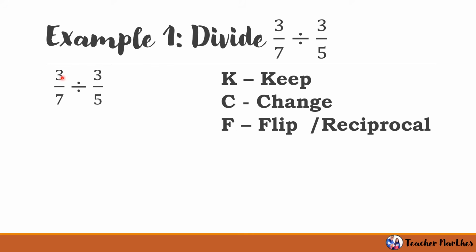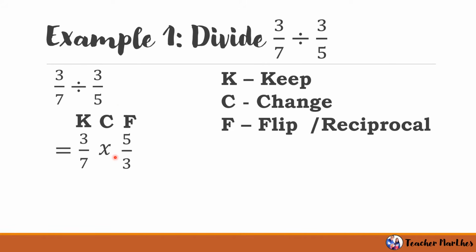So we have 3/7 divided by 3/5. So unang gagawin, keep the dividend. So we have 3/7. Then next is to change division to multiplication. Then flip the divisor. So yung 3/5 babaliktarin natin para makuha ang reciprocal. Magiging siyang 5/3. So ngayon, nasa operation tayo ng multiplication.